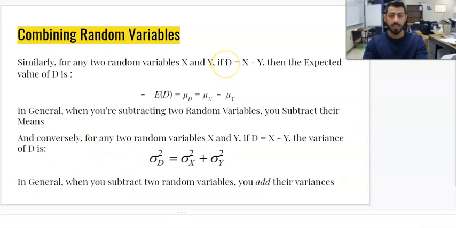Now, if we're going to subtract two random variables from each other, then instead of adding the means together, we would subtract the means from one another. So that makes sense. However, we would still add the variances together because we're causing it to become more spread out than it already was.